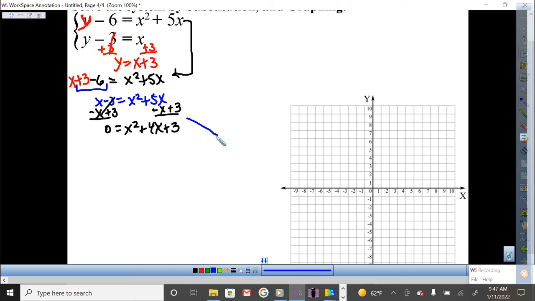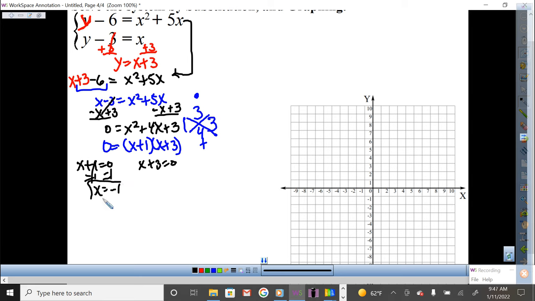Factor. What factors of 3 add up to 4, everyone? 1 and 3. So my factors are x plus 1, x plus 3, all equal to 0. Next step, we set each of those equal to 0, right? X plus 1 equals 0, x plus 3 equals 0, and solve. Minus 1, x equals negative 1, minus 3, x equals negative 3.